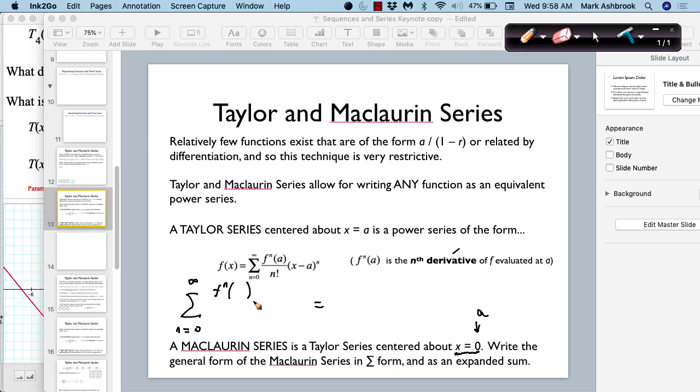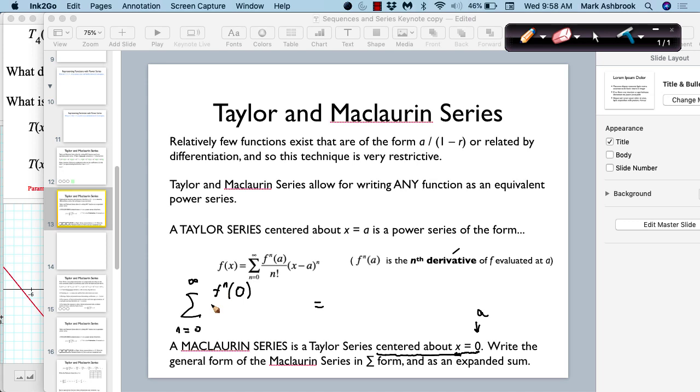Okay, so the whole point of the Maclaurin series is that it is centered about x equals 0. So the nth derivative of f is taken at 0. That's the whole point: a is 0 for a Maclaurin series. The example we just did was centered at 1. Everything was centered around 1. For a Maclaurin series, everything will be centered at 0. It's a specific type of Taylor series centered at 0.